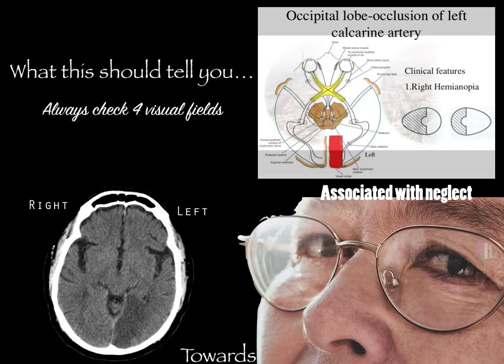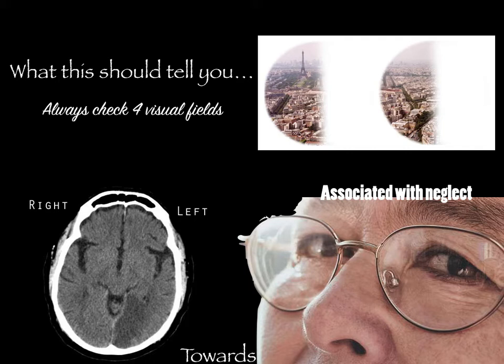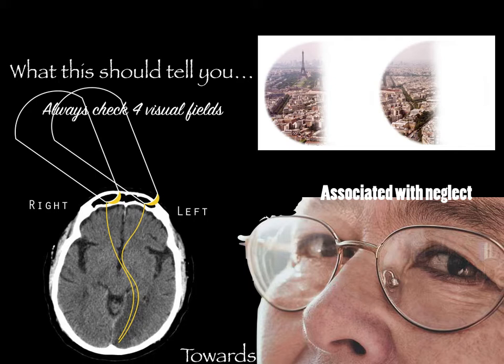Now, a lot of these people look toward the lesion and they'll kind of compensate. A lot of these people will actually confabulate images, so they'll imagine images, because they have anosognosia. They don't realize they have this problem. And neurologically, this is what is happening. You've lost the area of your brain that processes information on the right side of your visual field. Okay.